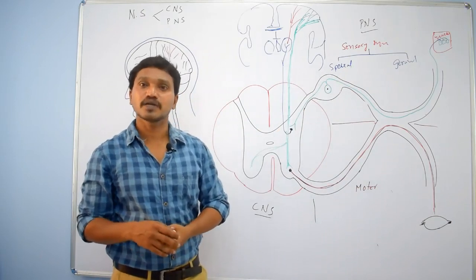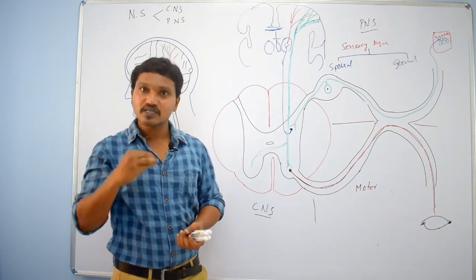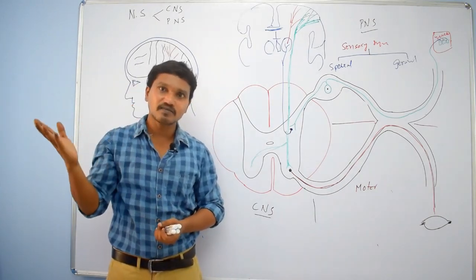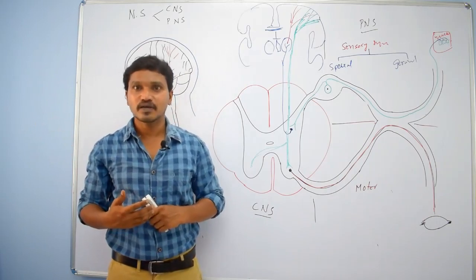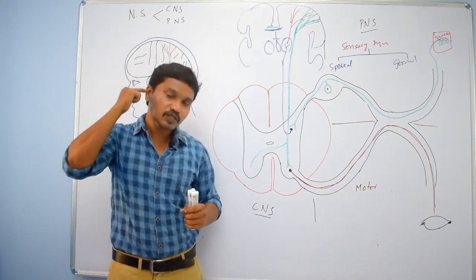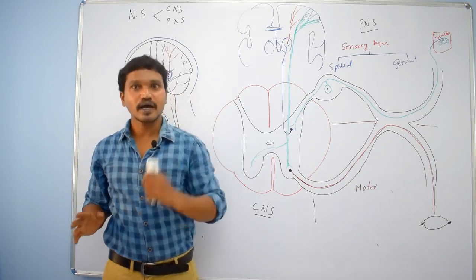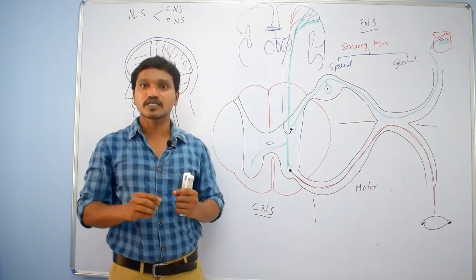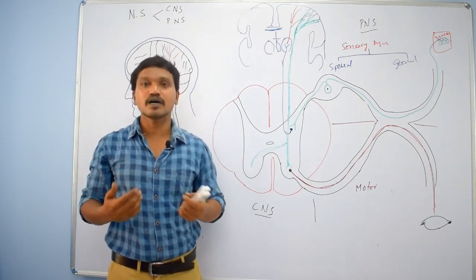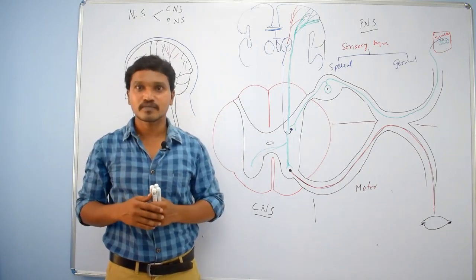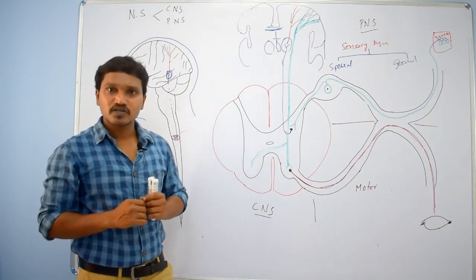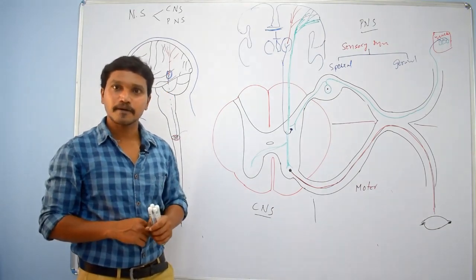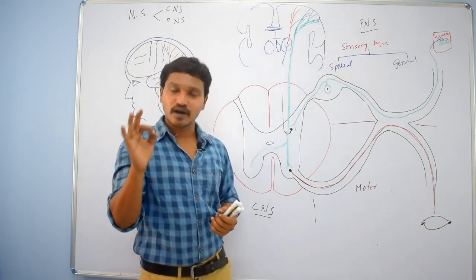Special sensory system means the sensations arising from the special sense organs, like vision. We can see only with the eyes, not with any part of the body. You can hear only with your ears, you cannot hear with your hand. Smell, olfaction: you can smell only through the nose, not with your head. Taste also: you can taste only with the tongue, not with your hand or leg. So these special sensations have special organs.